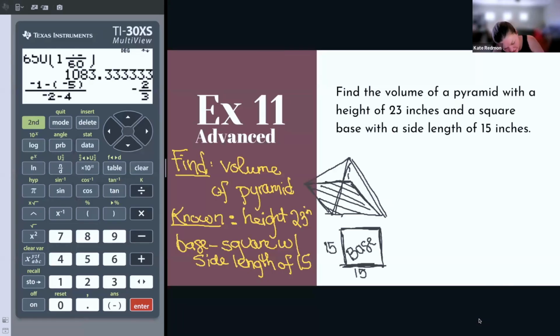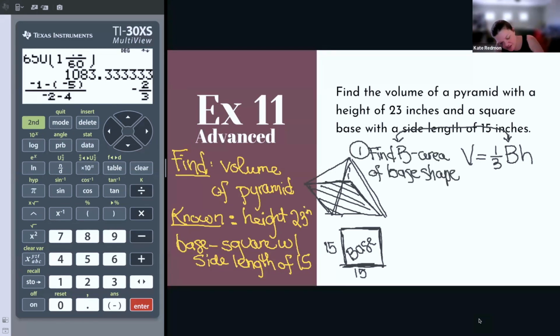So your volume is equal to 1/3 of the area of the base shape, capital B, times the height of the pyramid. But this capital B here is a signal that I have a two-step. I have to find the B, the area of the base shape. So I will do that as my first step. We said the base shape was a square, so we would use the area of a square formula. A is equal to S squared.